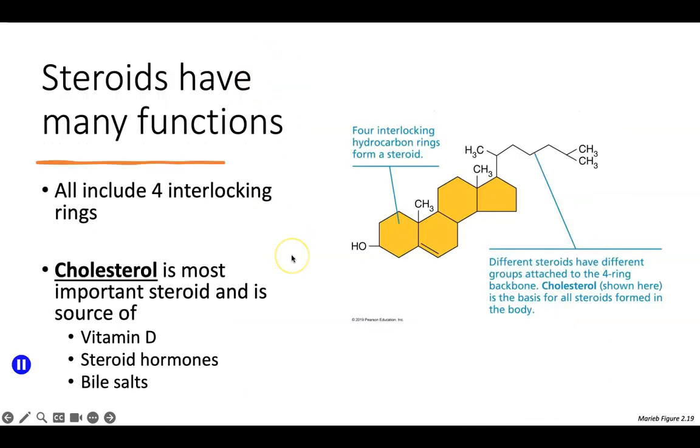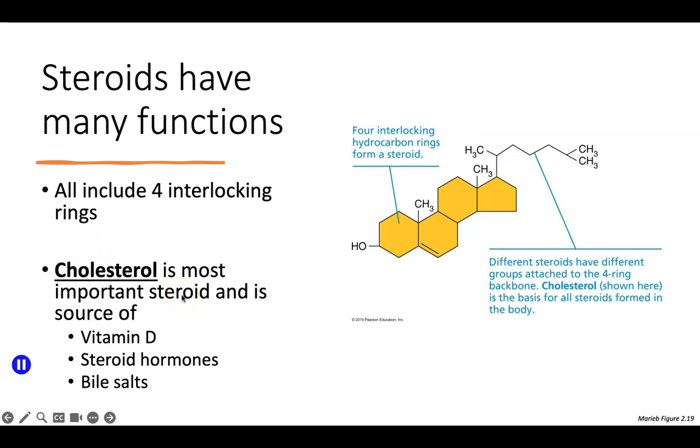Now we have our third and final category of lipid, and that's a steroid. Steroids have a long series of functions. All steroids are going to include 4 interlocking rings. So this is, again, looking at the molecule of a steroid. And in particular, what we've got here is cholesterol, actually. So we have these 4 rings, and these are going to be common in all steroids.